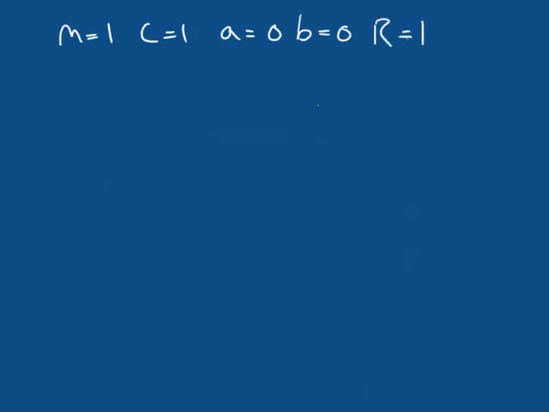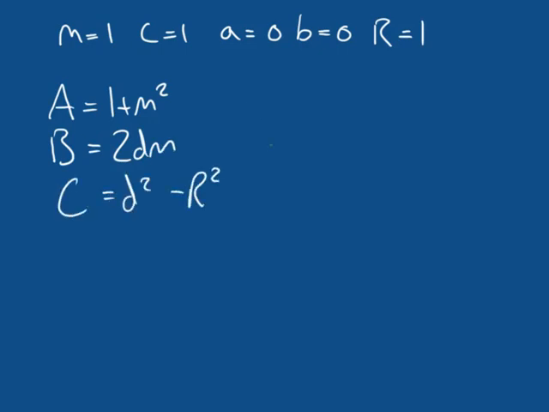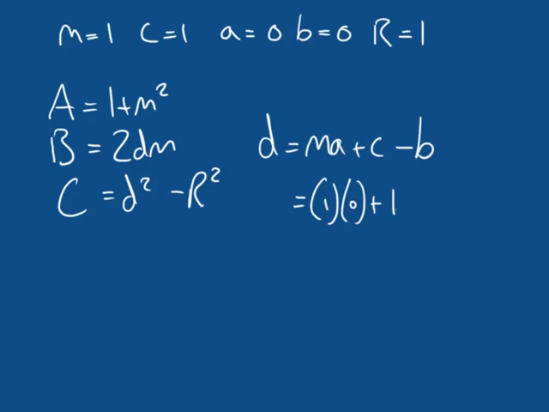And our equations that we're using, we know that a is equal to 1 plus m squared, b was equal to 2dm, c is equal to d squared minus r squared, and d is equal to ma plus c minus b. So we can now calculate the value of d, then calculate the value of a, b, and c, then use our quadratic formula to find the values of x dash, transform those values back to the original problem, and finally find the values of y. So d is equal to m times a, so that's 1, times a is 0, plus c is 1, minus b, minus 0, so that's equal to 0 plus 1, minus 0, so d in this case is equal to 1.